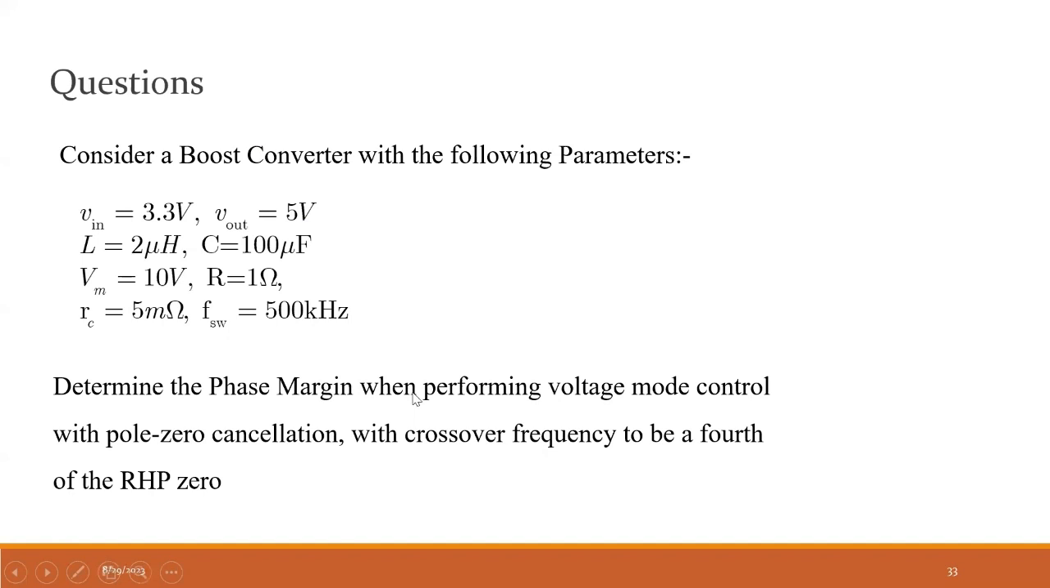So when I'm doing voltage mode control, and I'm doing pole zero cancellation, and I set my crossover frequency to be omega RHP upon 4, then what will be the phase margin I will get? That is the question. So if you remember, can anyone tell me how to solve this? Remember, this is for voltage mode control.